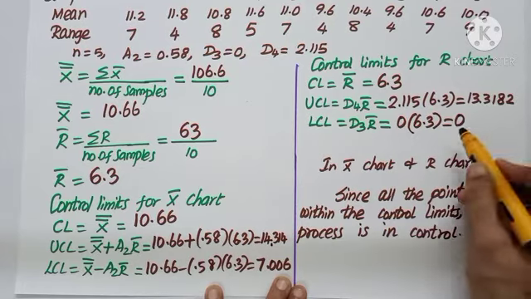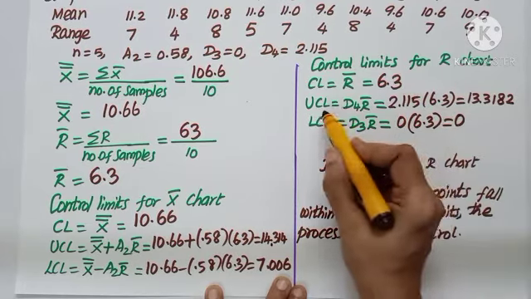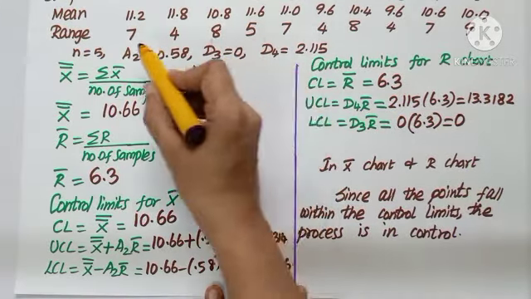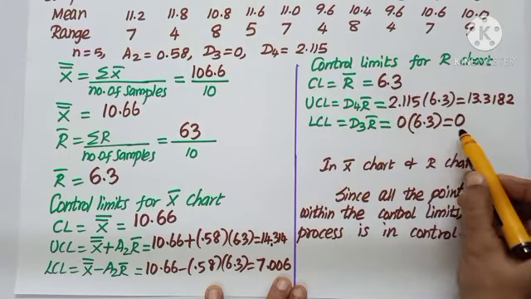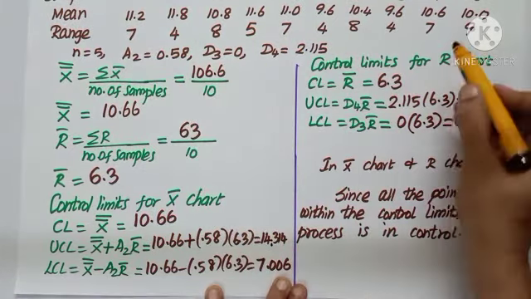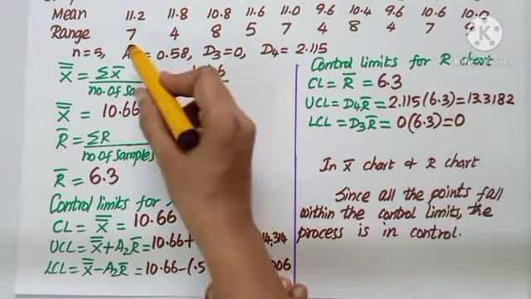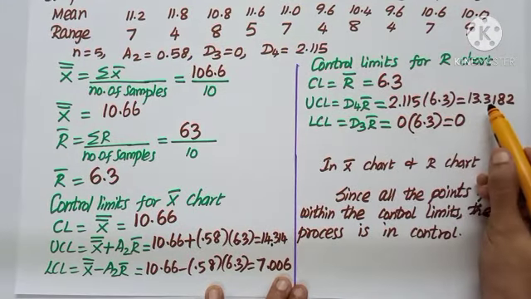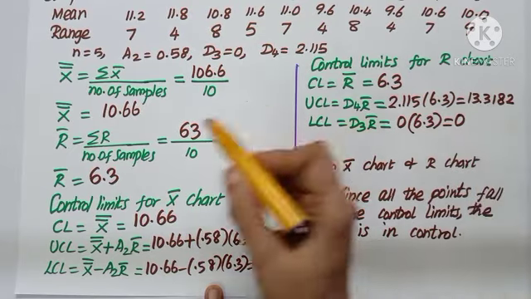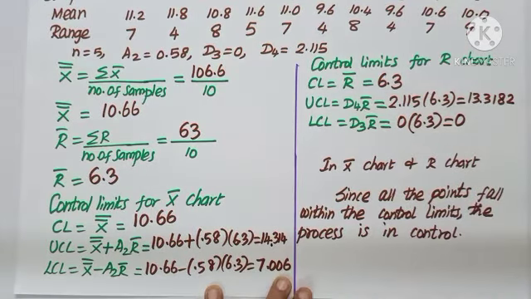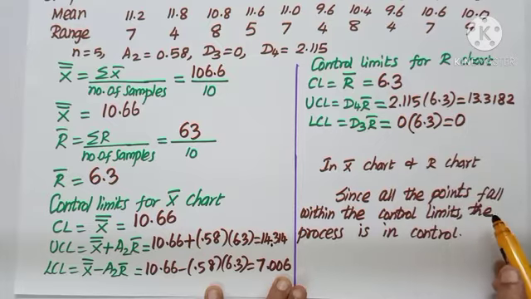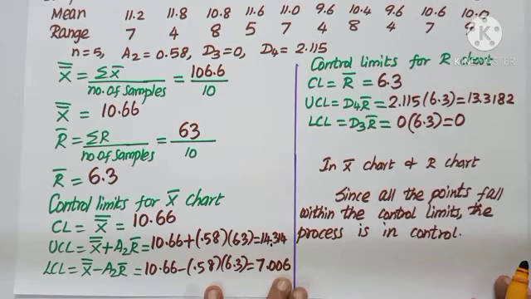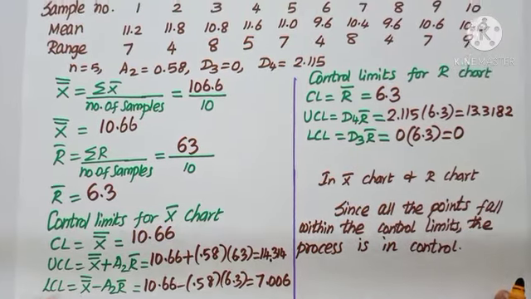Let us check. LCL 0, UCL 13.3. Range values: no value is below 0. No value is above 13.3. All the values are below 13.3 only. So, in both the charts, we can conclude all the points fall within the control limits. Hence, the process is in control.